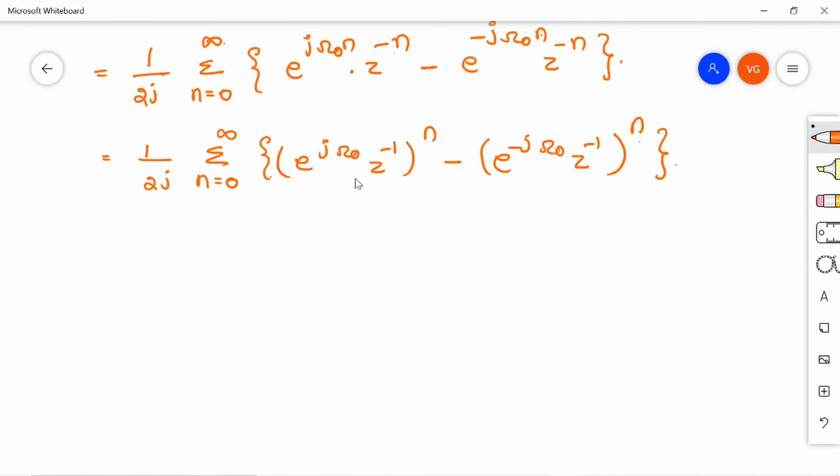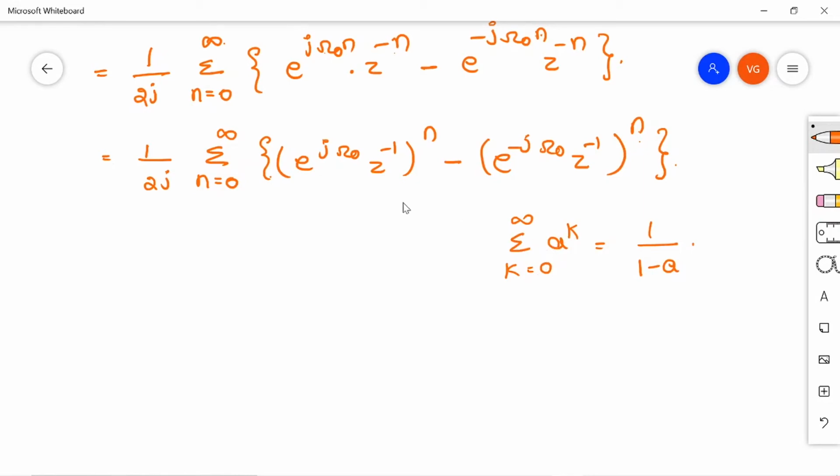Now, if you consider these two terms, they are like the infinite summation formula, right? That is, the sum with k running from 0 to infinity of a power k can be written as 1 by 1 minus a. If you see here, these two terms have a similar summation, n running from 0 to infinity, with the whole power n, right? So k is running from 0 to infinity, a power k.